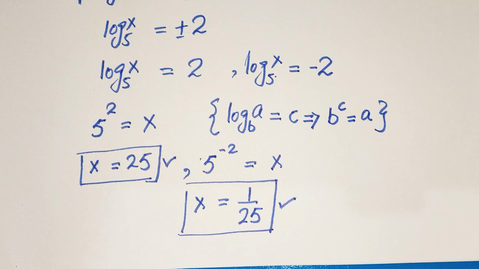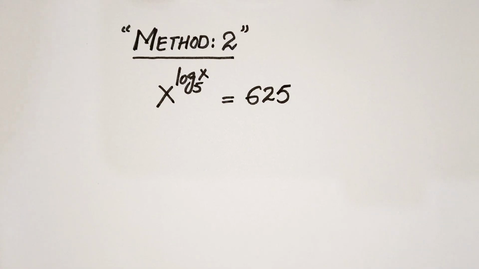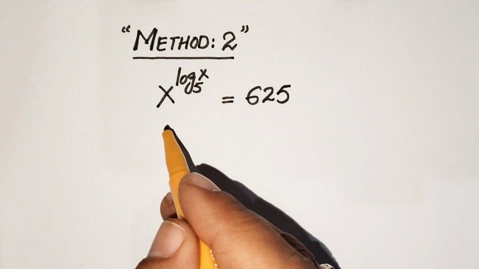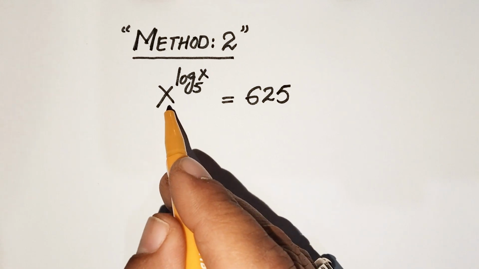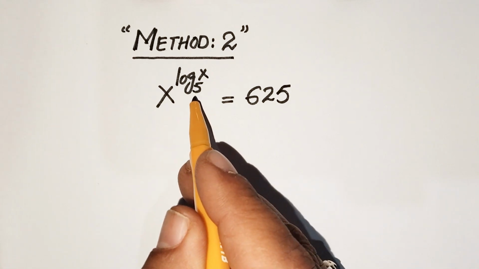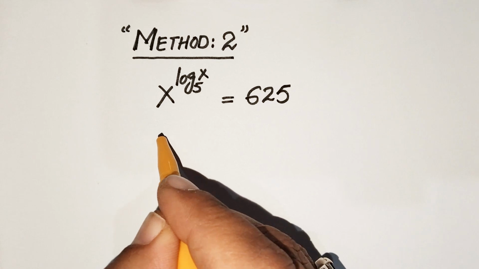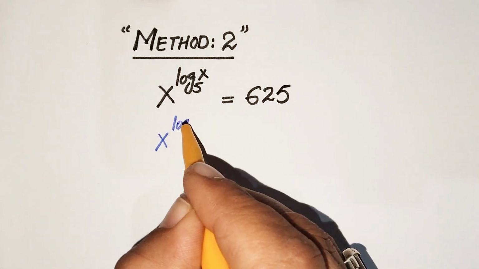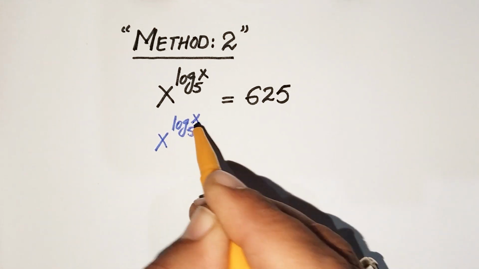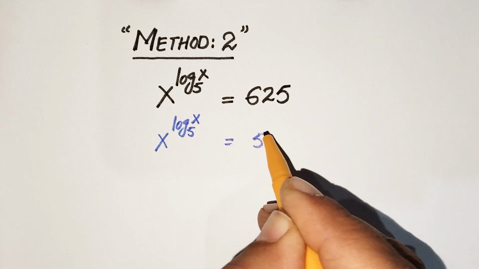Now we are going to use our method number 2. So here it is our method 2 that we are going to use. Our problem is x raised to the power log x with base 5 is equal to 625. So x raised to the power log x with base 5 is equal to 5 raised to the power 4.